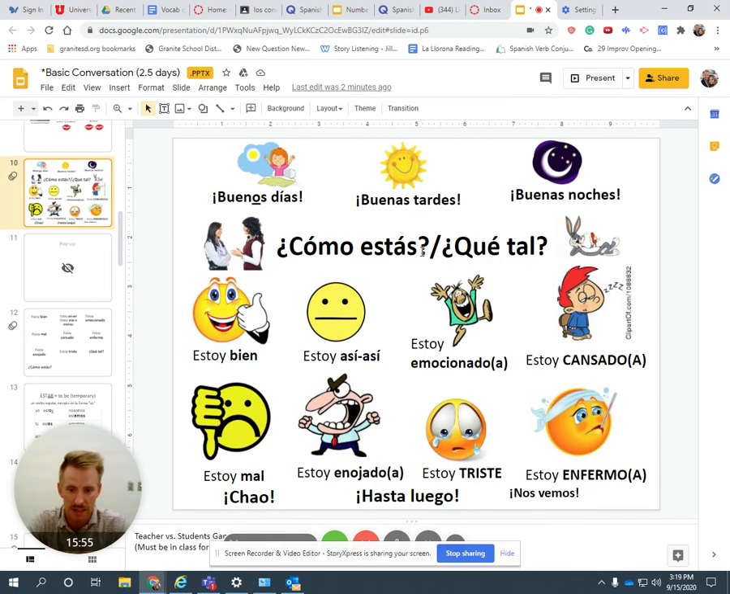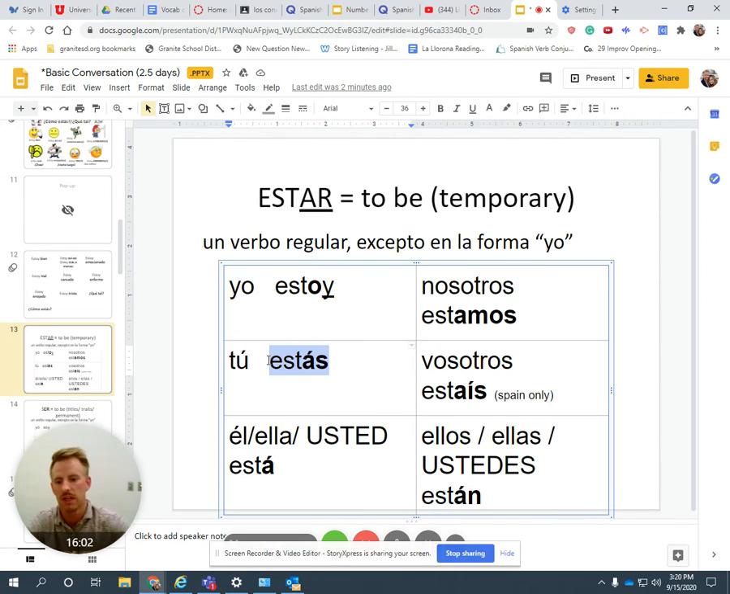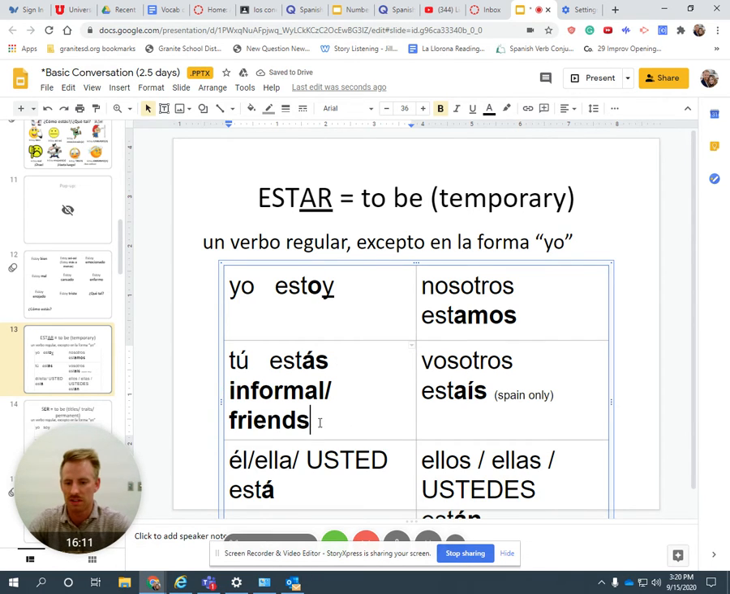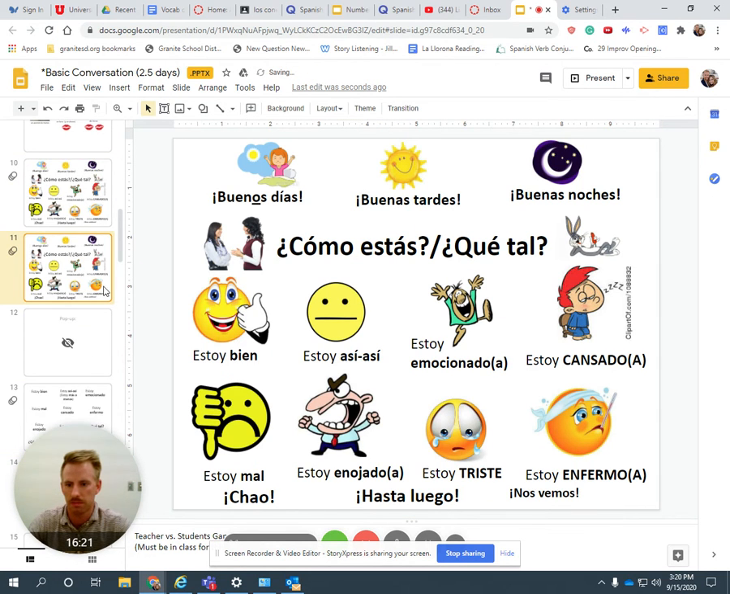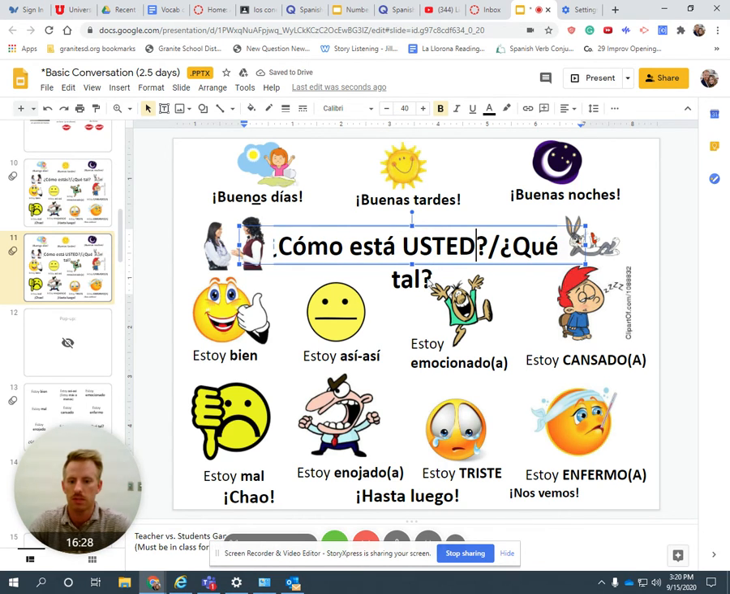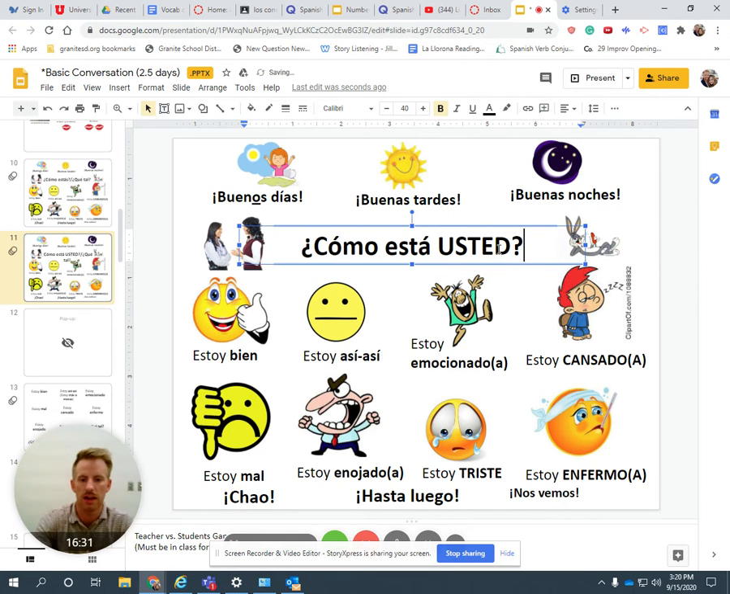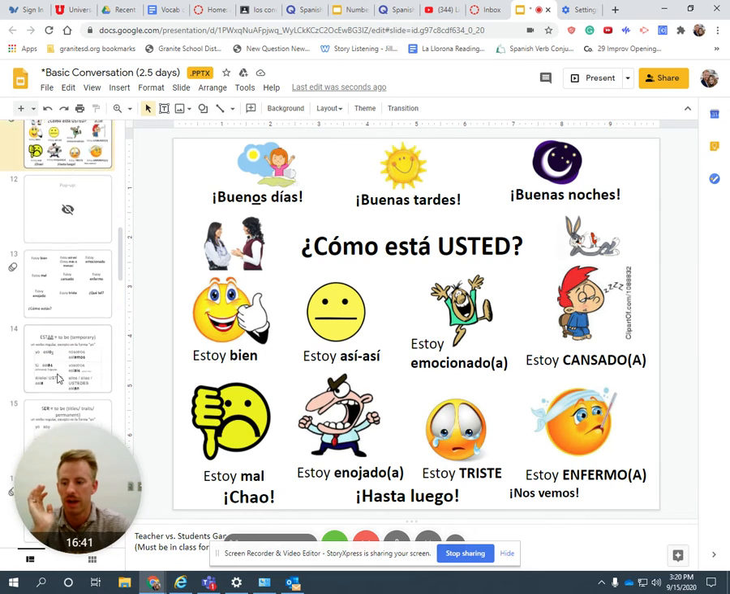So, ¿cómo estás? That is the tú form. So going back to this, I'm saying ¿cómo estás? I'm talking to you. What you have to know about the tú form is that this is informal or for close friends. Es informal, es para amigos. Now, if I were to instead ask you, I'm going to change this slide here, ¿cómo está usted? Y voy a quitar qué tal. ¿Cómo está usted? That is how we speak, asking how someone is in the formal way.